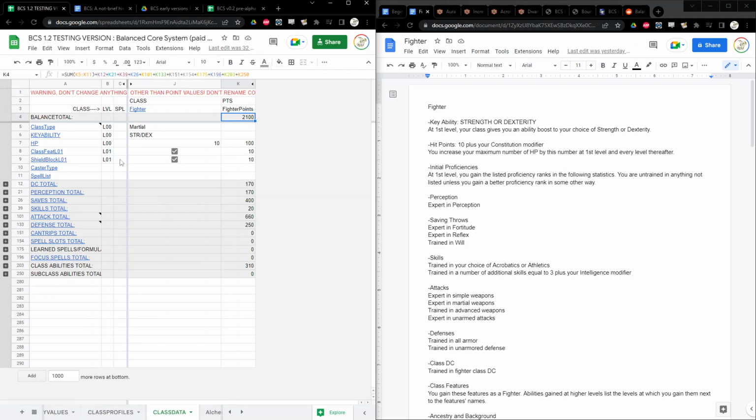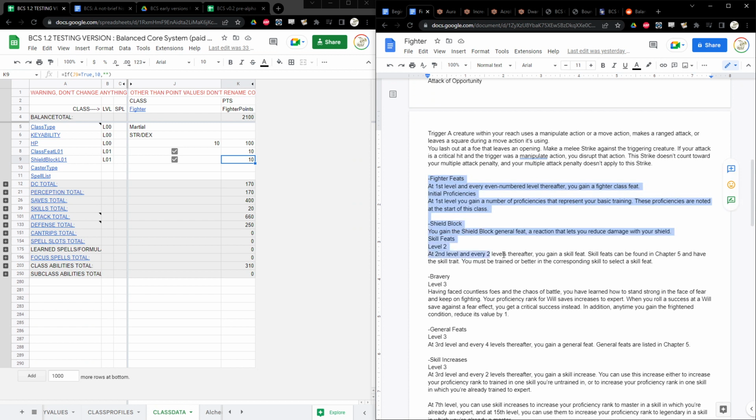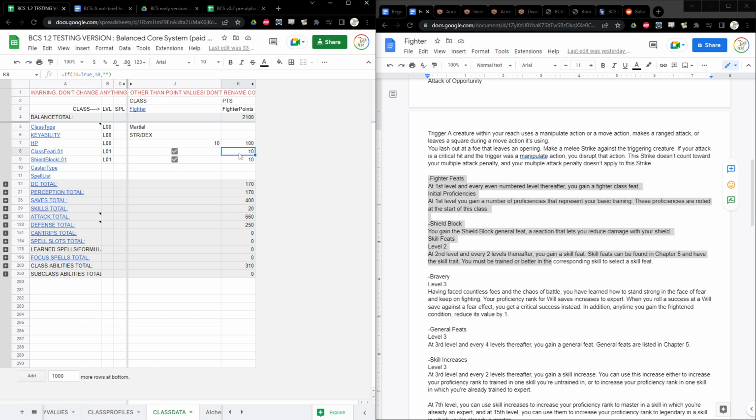I've got these at the top just because it's a good place to have these, but of course, it's a little further down in the actual class. Your fighter gets a level 1 feat, and if we're thinking feats are equal to 10 points per level, then a level 1 feat is 10 points. Shield Block is a level 1 general feat, and so I give it 10 points, and it seems to be working across different classes.